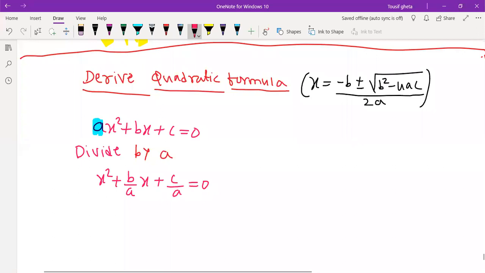Right. So see here, if you divide by a, this a and a will get cancelled, b by a and c by a. Understood?